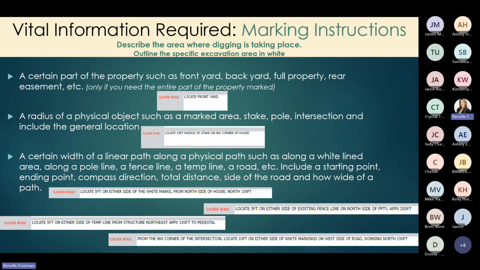And then another example from an intersection is if you're working from the northwest corner of the intersection, locate 10 feet on either side of the white markings on the west side of the road, working north 150 feet. So again, very simple, starting point, ending point, telling them exactly how far, what direction they're going, what side of the road, how wide of a path.